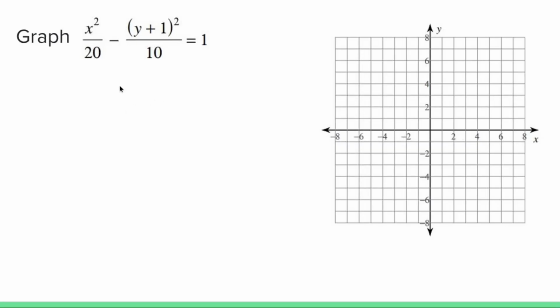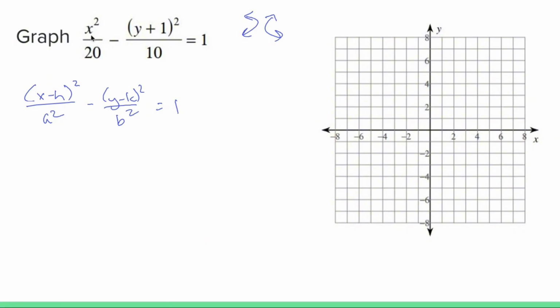Let's graph a hyperbola. We have an x squared over stuff minus a y squared over stuff. So this is a hyperbola that opens up left to right, the horizontal version. So let's write out the formula. I'm so rascally sometimes. x squared over a squared minus (y minus k) squared over b squared equals 1.